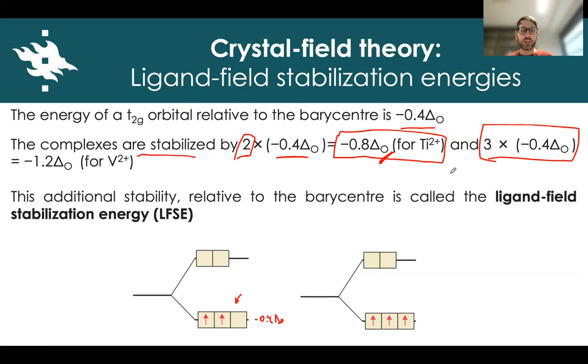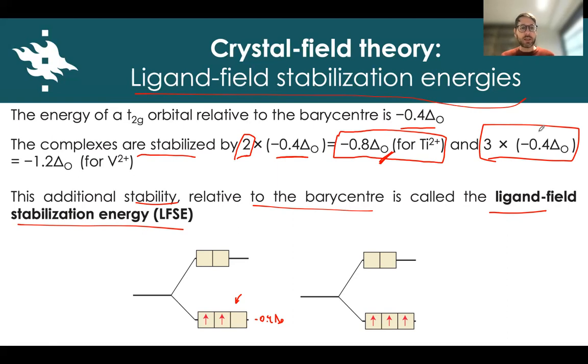So this additional stability given by the splitting of the energy of the d orbitals in the octahedral field. So this additional stability relative to the barycenter is called the ligand field stabilization energy. So this is the ligand field stabilization energy, okay?